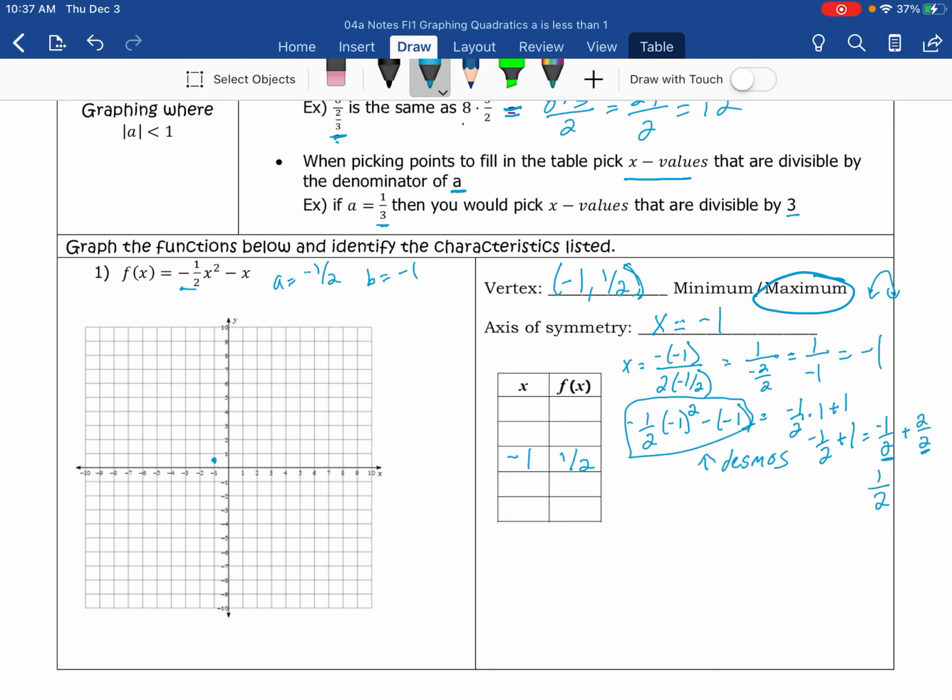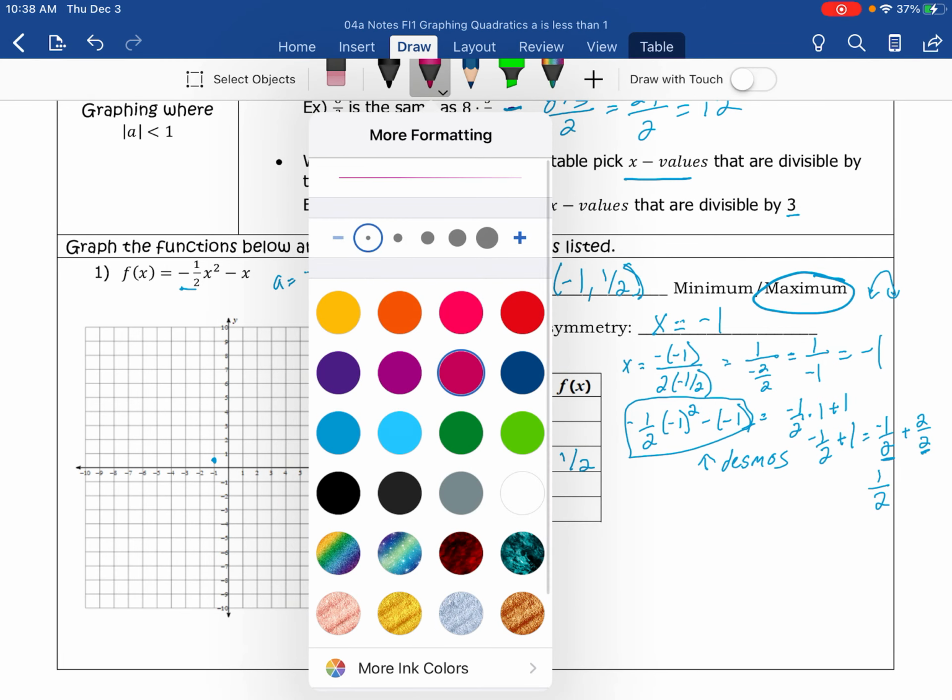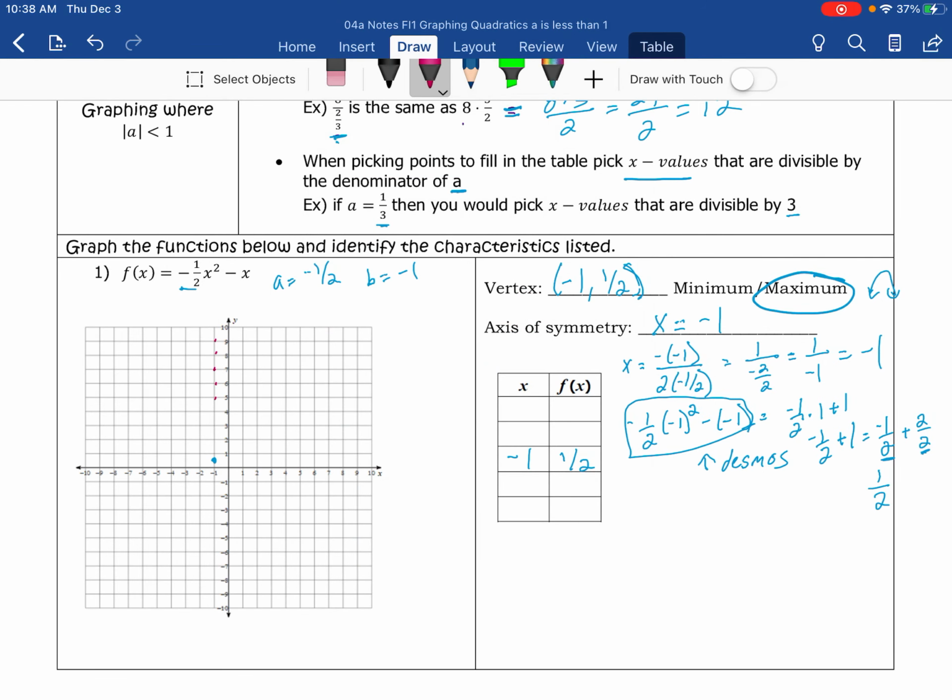So I graph this. I graph my point, (-1, 1/2) would be just about there. I am going to put in my axis of symmetry, just so you guys can see that when I plot my points, I should be able to fold my graph over and it should be able to fold on top of itself.